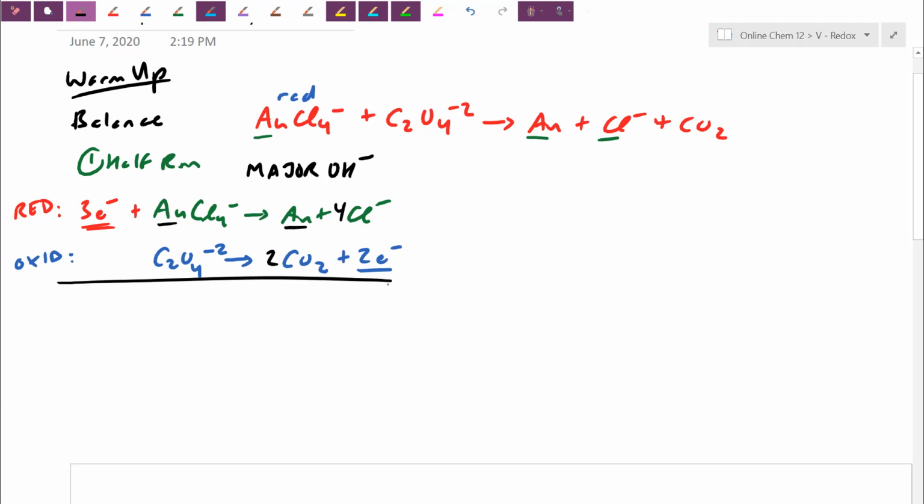Not too bad. Then we do lowest common multiple. What do 2 and 3 both go into? Let's take this first equation, do it twice for every time we do the second equation 3 times. That sets it up so that the electrons cancel. I'm not going to bother drawing those electrons.